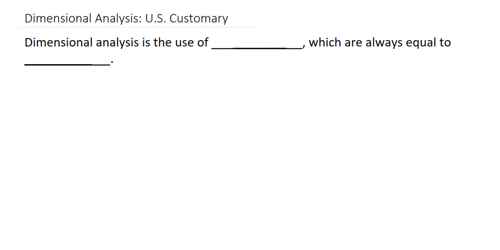Dimensional analysis, U.S. Customary. Dimensional analysis is just the use of conversion rates, which are always equal to 1. So what does that really mean?